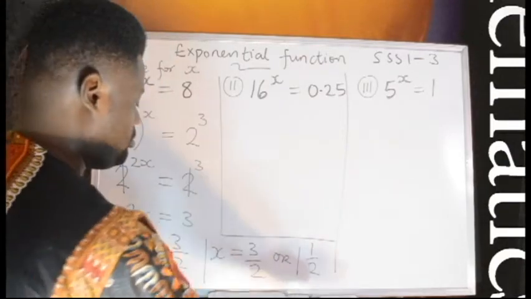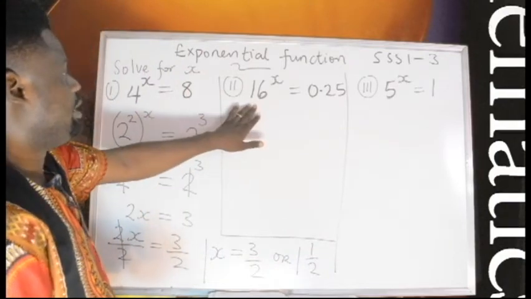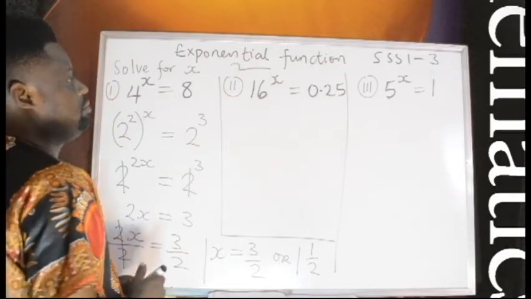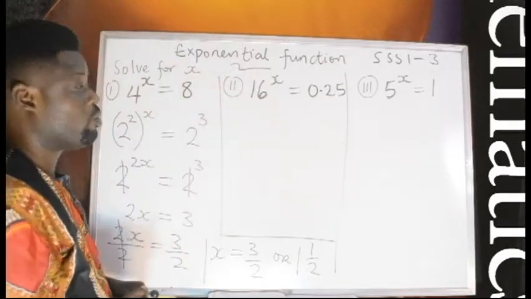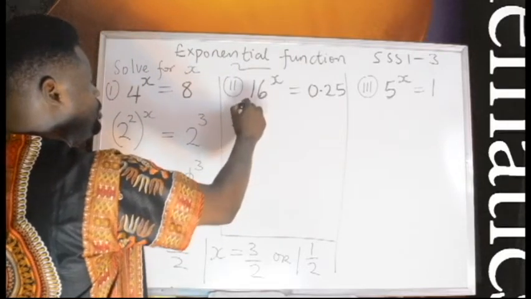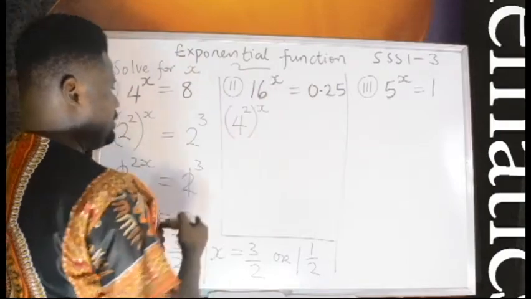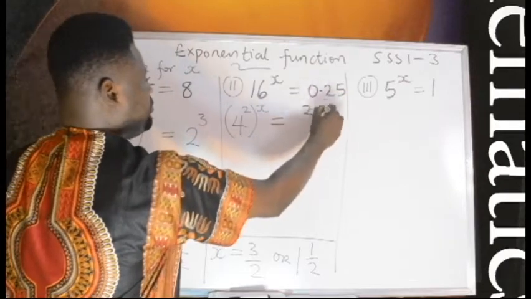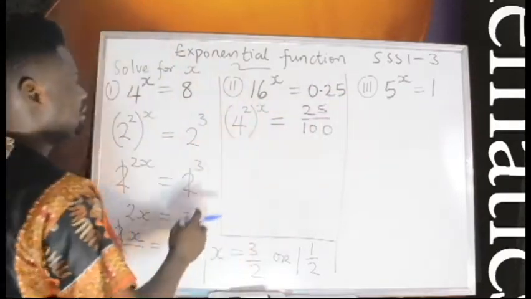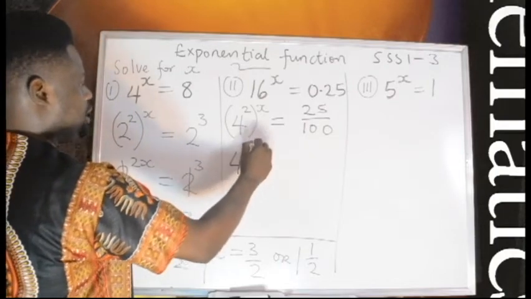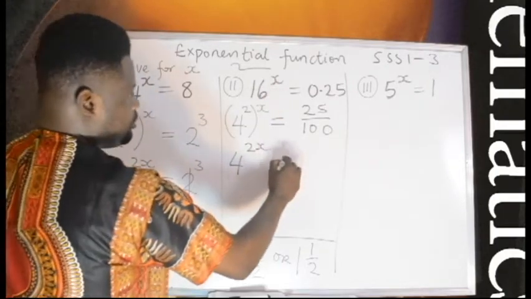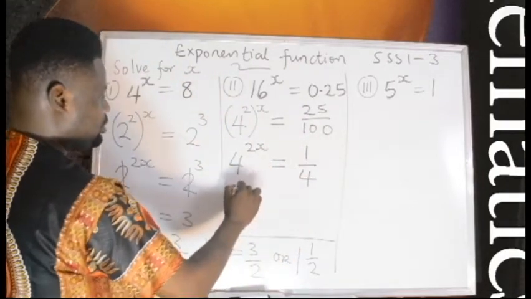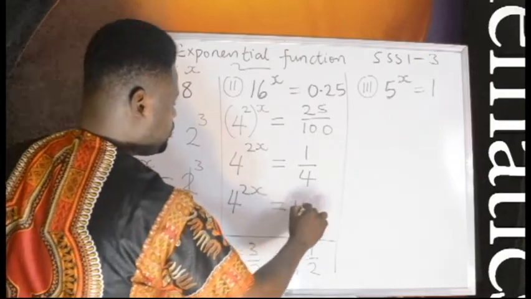So number 2, we have to convert this to a fraction. This is a multiple of 4. So this is 4 raised to the power 2, bracket x, equals 25 divided by 100. This is 4 raised to the power 2x, and the right side is 1 divided by 4. So 4 raised to the power 2x equals 4 raised to the power minus 1.